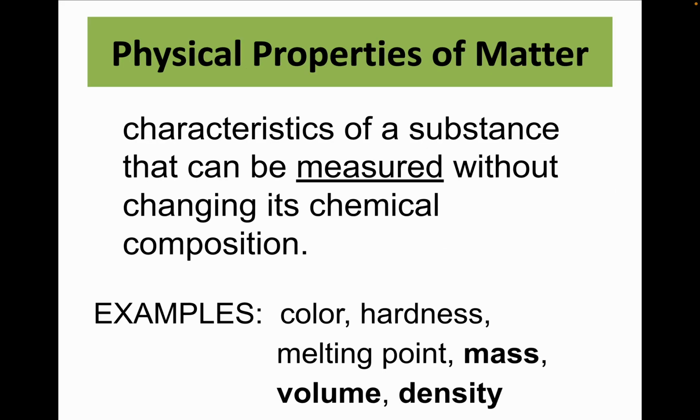Okay. So physical properties of matter, remember, these are characteristics of a substance that can be measured without changing its chemical composition. It won't become a different thing. We won't change the organization of the atoms that make up that object by measuring these physical properties. So examples we had talked about were color, hardness, melting point, and then mass, volume, and density.